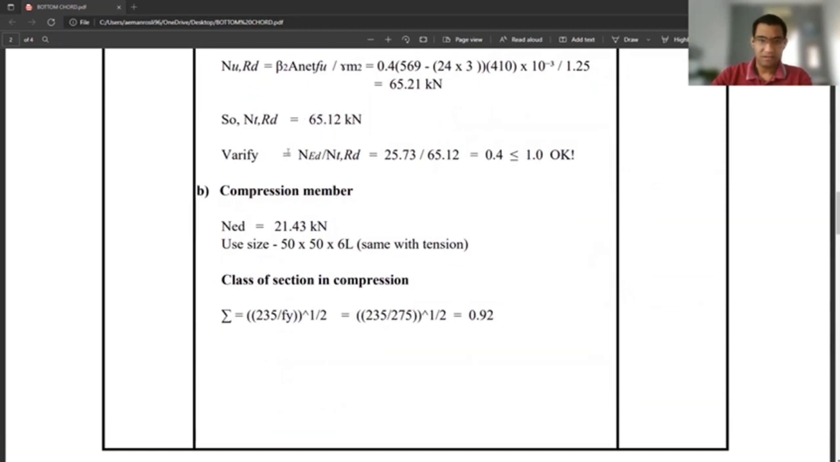So we verify the NED divided by NTRD. 25.73 divided by 65.12, so we get 0.4. So the value is lower than 1.0, so it's okay.